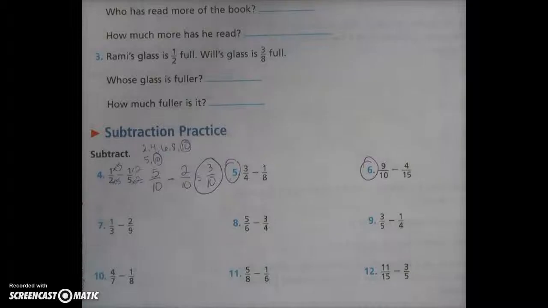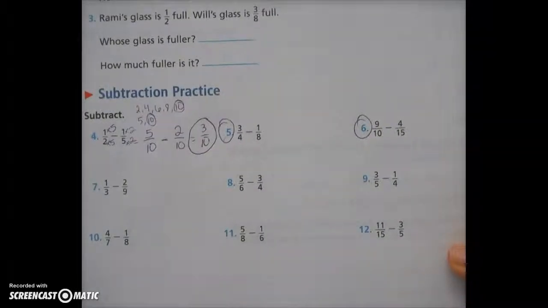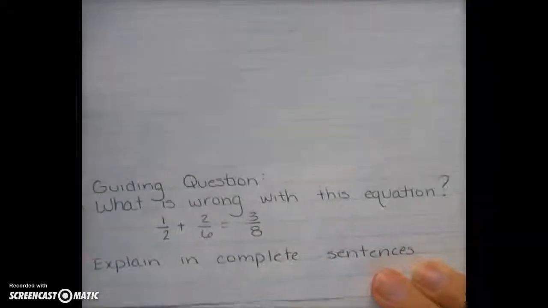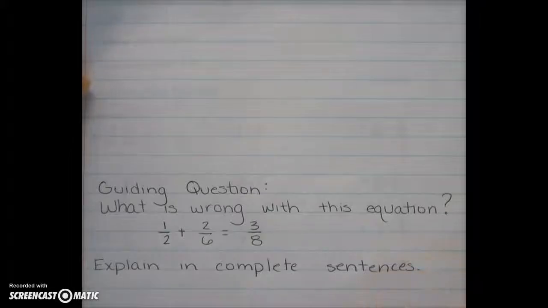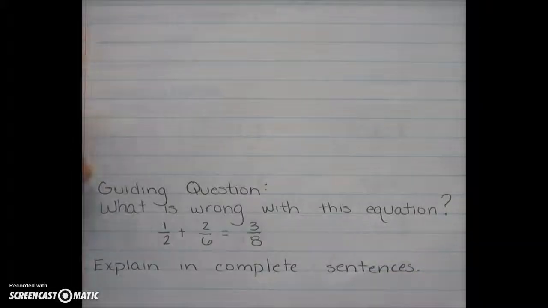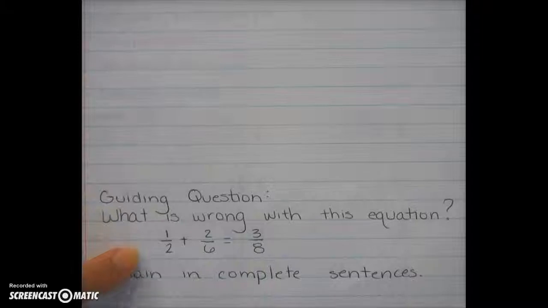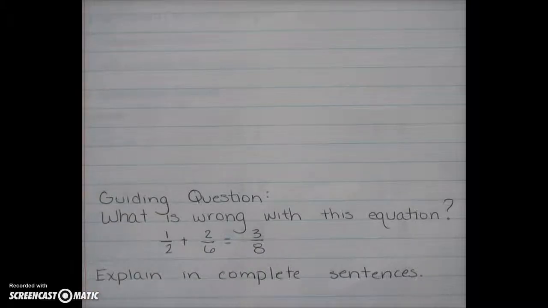And then one other thing that we just want you to really think about more is a guiding question. We're going to show that to you, and you can have this just right at the bottom of your page if you have room for that. The guiding question is, what is wrong with this equation? We have 1/2 plus 2/6 equals 3/8, and we really want you just to think about that and take the time to explain it in complete sentences so it really makes sense to you and whoever is reading your answer. And then we'll go over these in class.